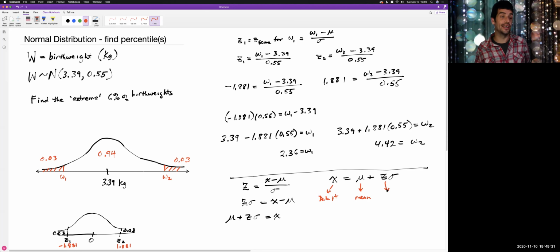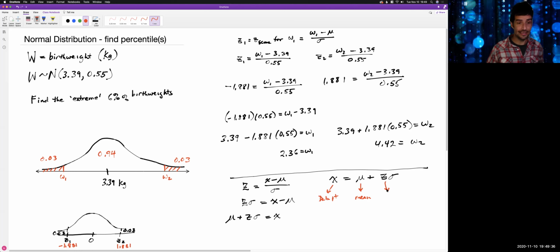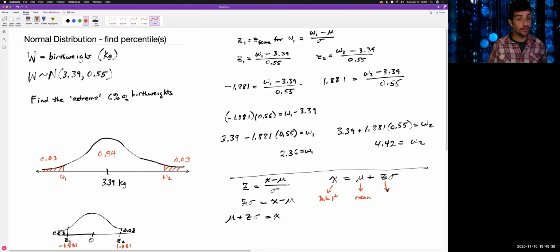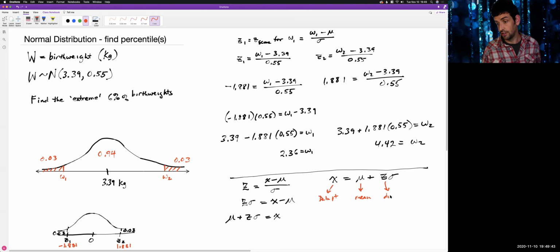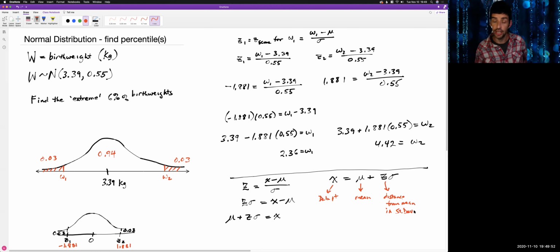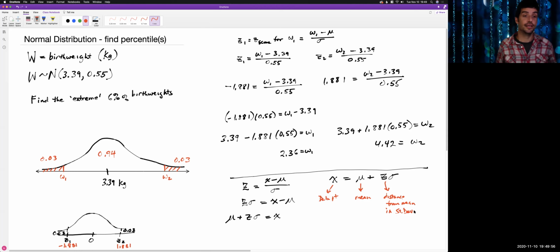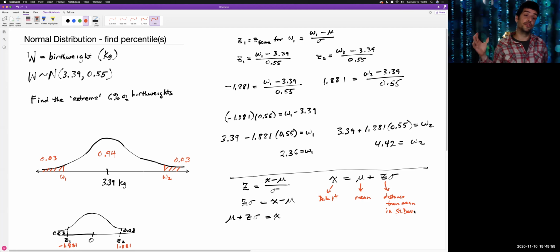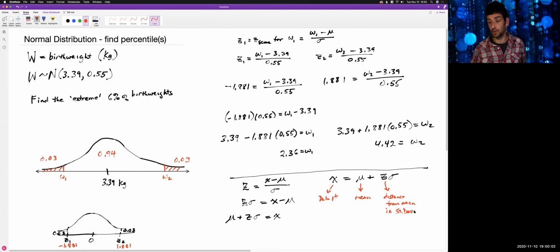What does a z-score tell us? One way to think about what a z-score tells us is a distance the data point is from the mean in units of standard deviations. Distance from mean in standard deviations, right? If you have a z-score of 1.7, it means you're 1.7 standard deviations above the mean. If you're a z-score of -7, it means you're 7 standard deviations below the mean, okay?